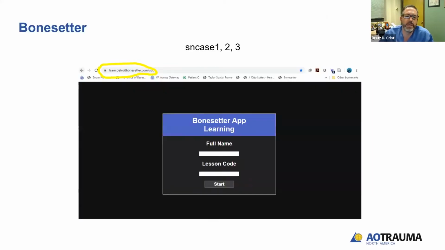And so Raul Vadia has been great about sharing the Bonesetter app that you can go to, learndetroitbonesetter.com, and you can practice the evaluation and practicing osteotomy techniques for Sean's cases, and they're labeled SN case 1, and then you'd have to put in SN case 2, and then SN case 3. And so if you can try to do that, I know Saturday is just a couple days away, but if you could try to work on that over the next couple of days or within the next week, we'd like to see what you guys are able to come up with.